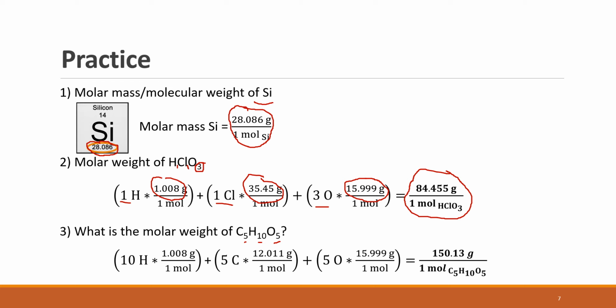So here we have it all laid out, not going in the same order, unfortunately, as above. It looks like they started with hydrogen here. So 10 atoms of hydrogen multiplied by the molecular weight, 5 of carbon, and then 5 of oxygen. When you add it all together, you should get somewhere in this range, depending on what periodic table you used, of 150.13 grams per mole.